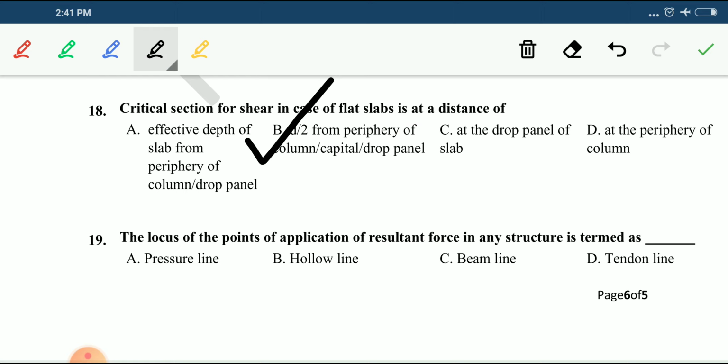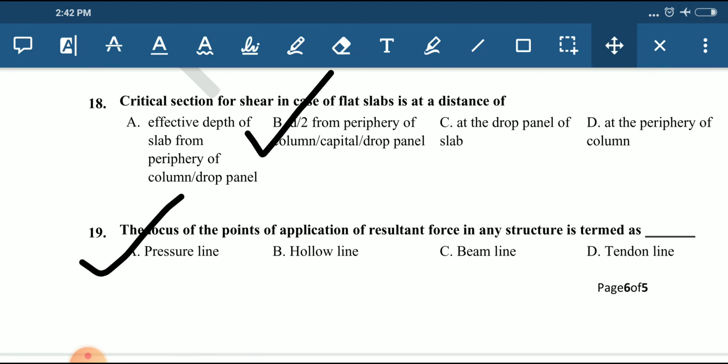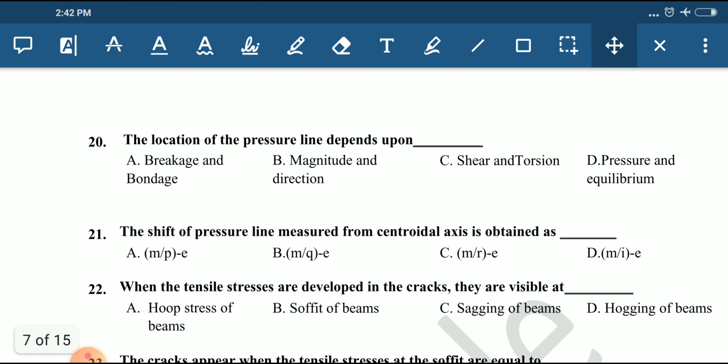Next, the locus of the points of application of the resultant force in any structure is termed as, that is pressure line. It is very, very important. If you are preparing for any examination, MPSC examination or GATE, these questions are very important.